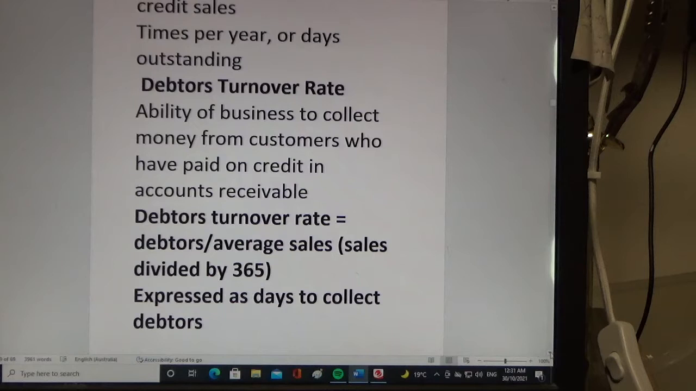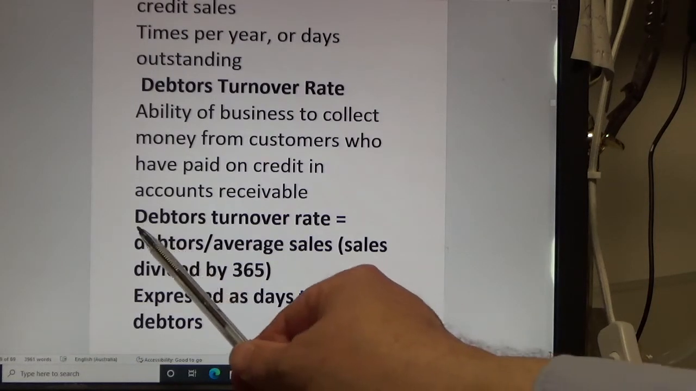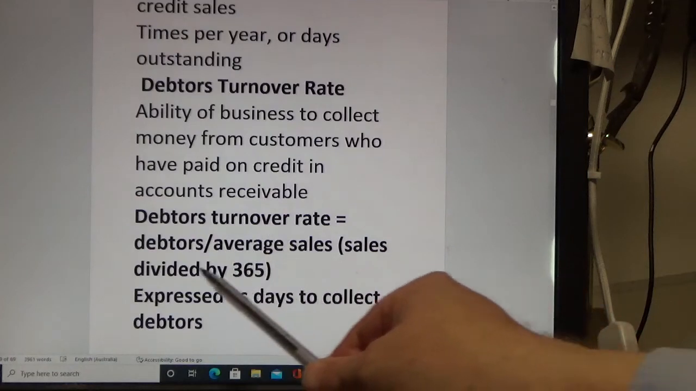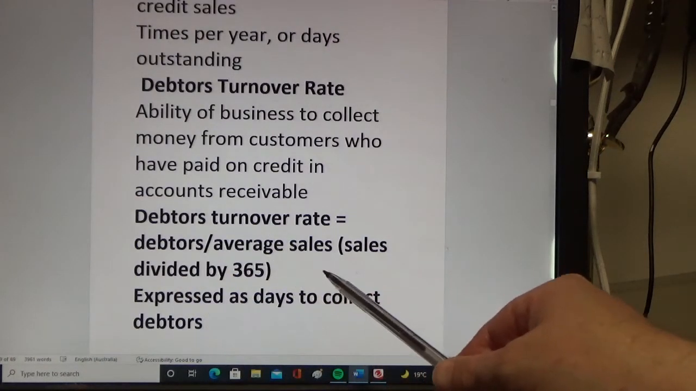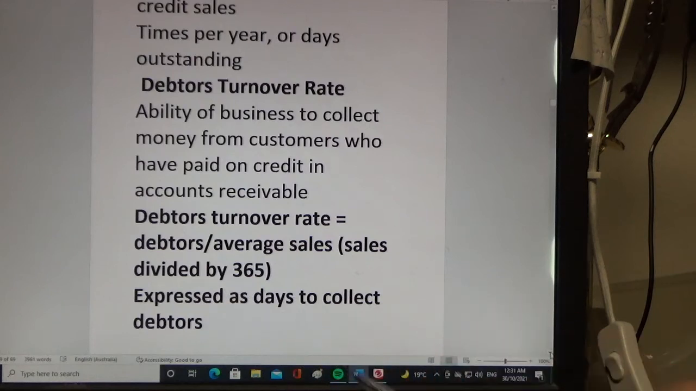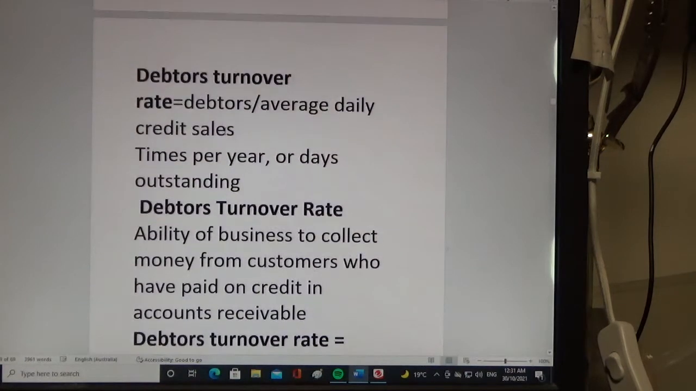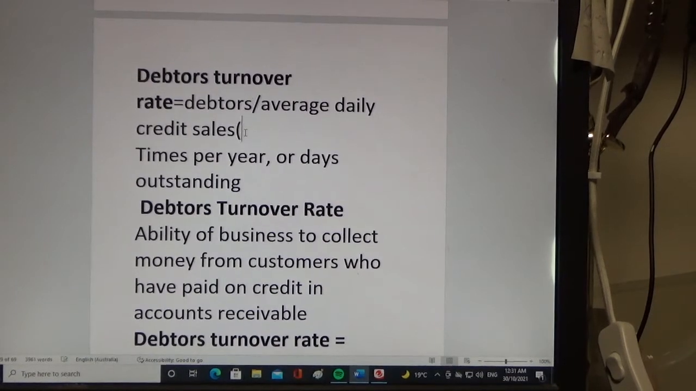But most people do pay in the end, right? Let's just not focus on that. Debtors turnover rate equals debtors over average sales. Sales divided by 365. And I should have that in the earlier formula too. So let's just fix that up.